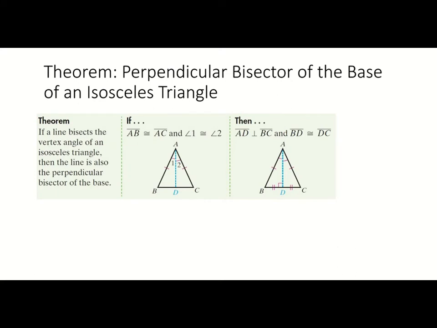All right, our next theorem is the perpendicular bisector of the base of an isosceles triangle. And this one says if a line bisects the vertex angle of an isosceles triangle, so basically you have a line right here that is bisecting that vertex angle, then the line is also perpendicular to the base. So it is perpendicular to the base, and it's going to bisect the base as well. So it's perpendicular, and it cuts the base into 2 equal parts because it's a perpendicular bisector of the base.